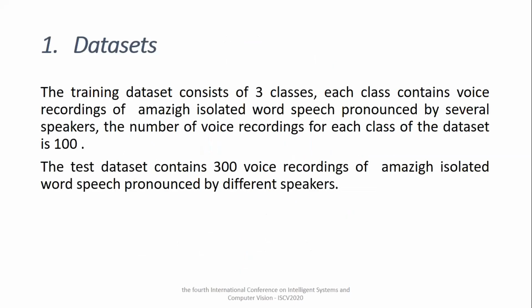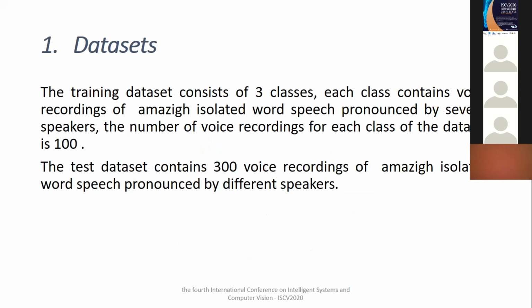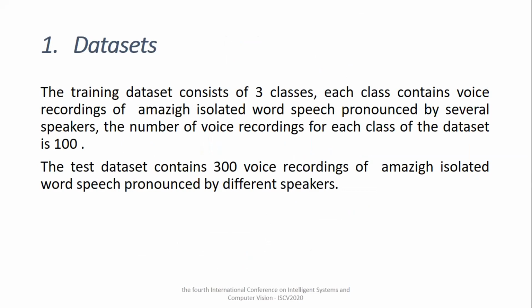The dataset contains speech signals recorded and filtered by the program Audacity. Each class contains voice recordings of Amazigh adulthood word speech produced by several speakers. The first contains the voice recording of the word atbir, pigeon in English. The second contains the voice recording of the word agru, frog in English, and the third contains the voice recording of the word sin, two in English.